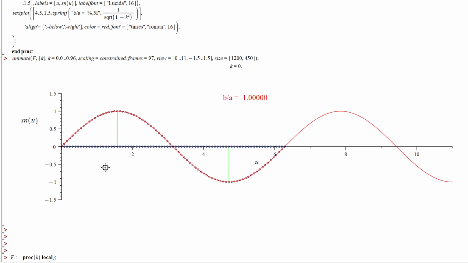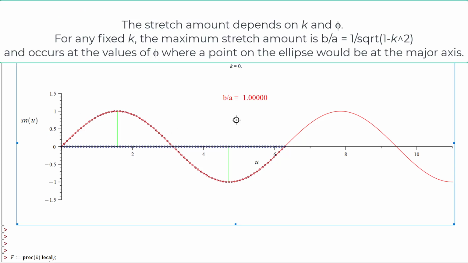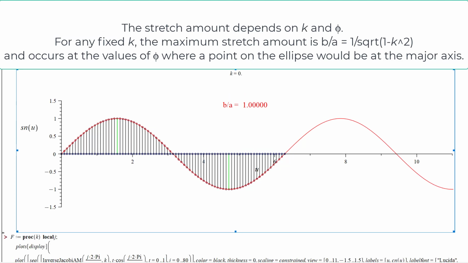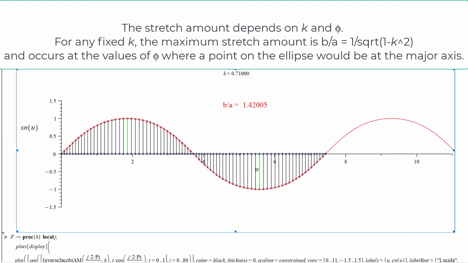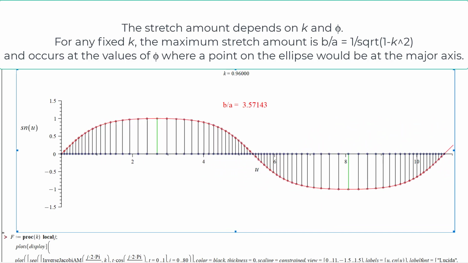So to see how this stretching changes the graph, we'll get sn u and cn u. I'll start with sn u. So if k is 0, sn u is just sine. And the maximum stretch is this value here, b over a. So there's no stretch at all. Everything's stretched by 1. If we want to see the stretching even better, we can look this way. So we can see the stretching.